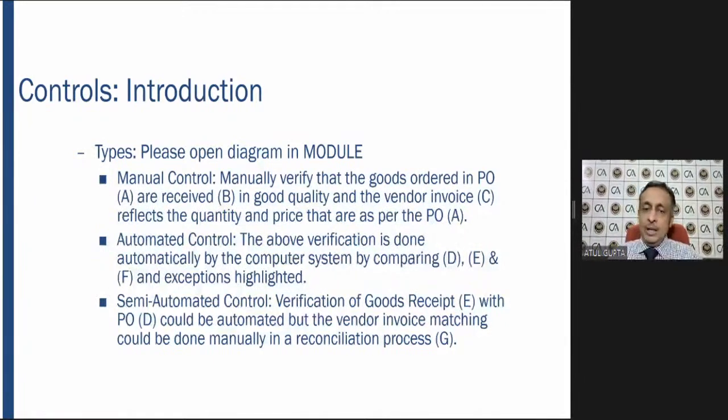So for automated controls, the above verification is done automatically by the computer system by comparing the purchase order values. In the module it says D is input purchase order, E is input receipt verification, and F is input invoice details. So that is DEF. So you electronically compare that. Then semi-automated controls could be verification of goods receipt and purchase order. So the goods receipt note is there, and you compare the same with the purchase order. It could be automated, but the vendor invoice matching has to be done manually. So that is how you can have controls which are fully manual, fully automated, and semi-automated.